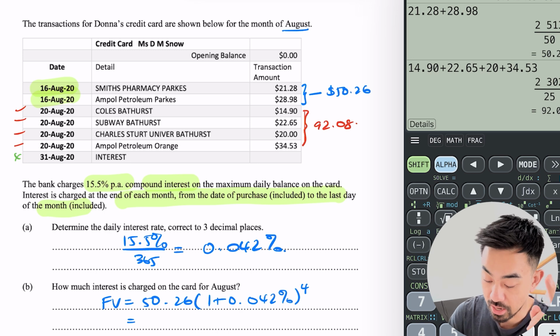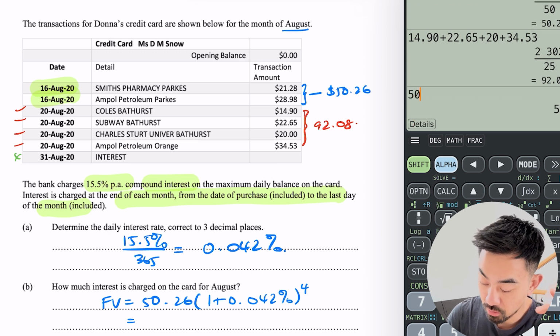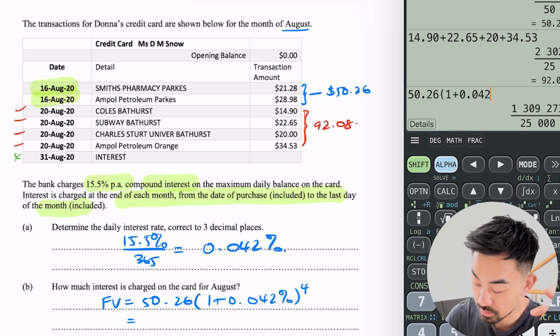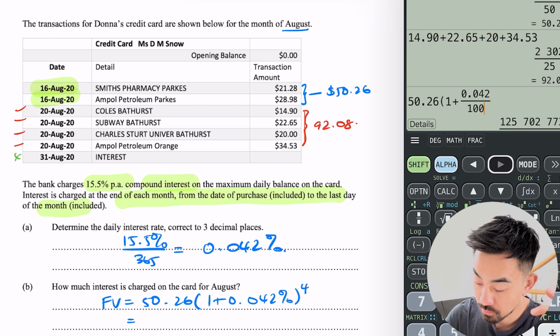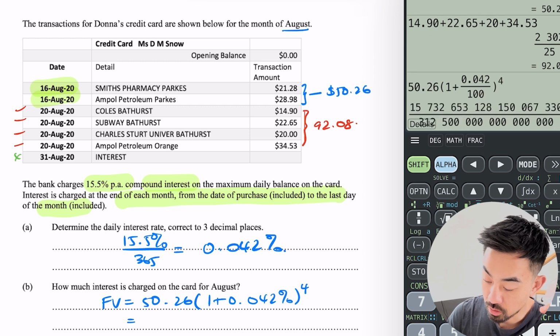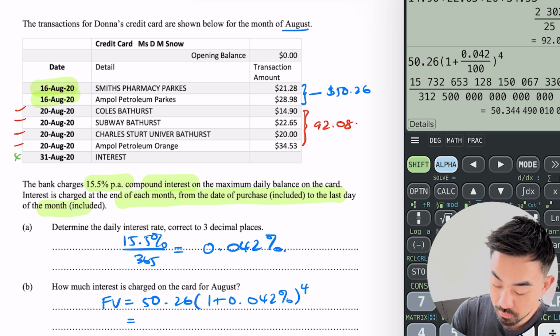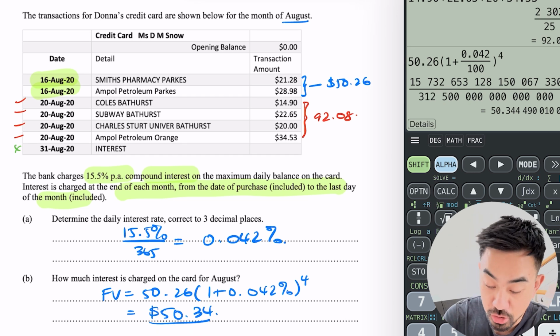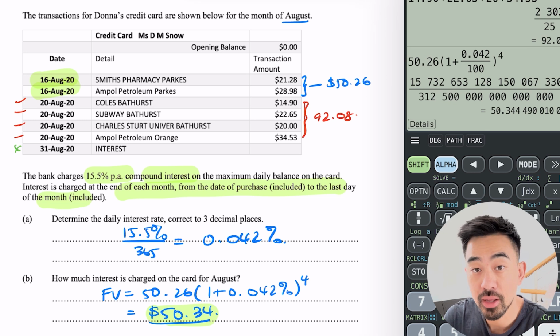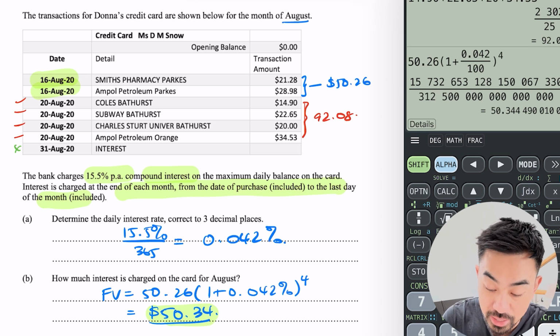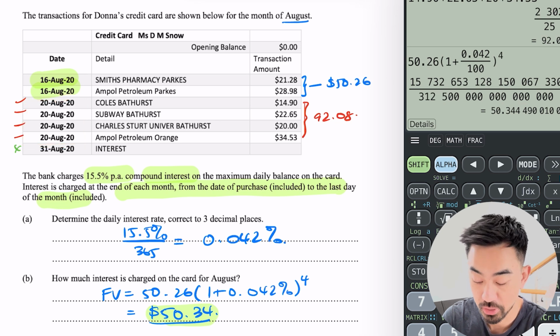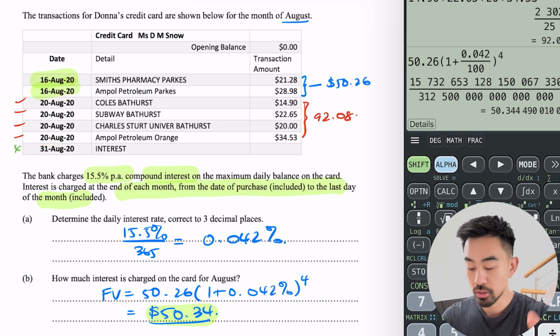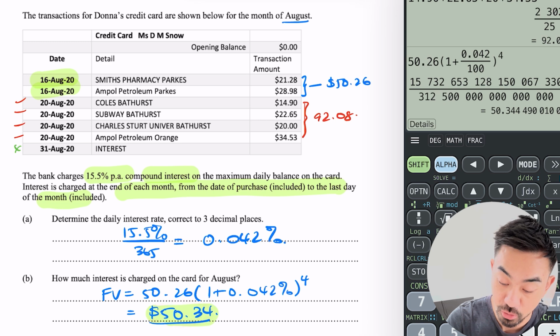So, working this out in the calculator, 50.26, 1 plus 0.042% to the power of 4. All right, so that's 50.34. Now, for the rest of them, what we actually got to do for this 50.34, we need to carry the balance on because that's what's owing at the moment. But we've got to carry it on for the next purchases here because you're basically slapping on more present value. So what we need to do with this 50.34 is we need to add it on to that.